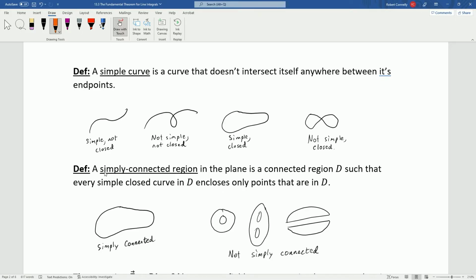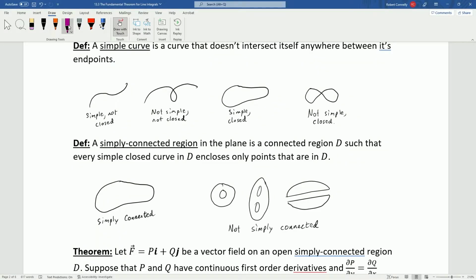Okay, so another definition. A simply connected region in the plane is a connected region D such that every simple closed curve in D encloses only points that are in D. So meaning if you draw any closed curve, it can only enclose points that are inside D. Whereas if I draw a closed curve over here, this hole in the region is enclosed by this curve, so we would say this is not simply connected.